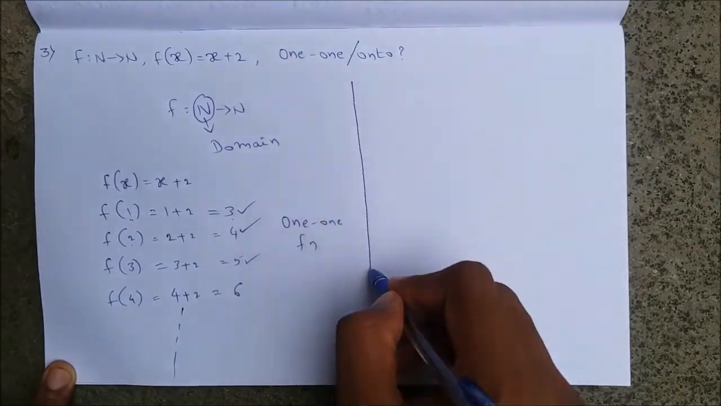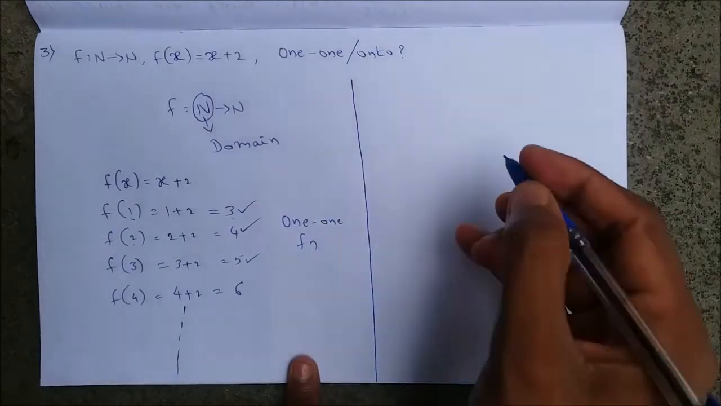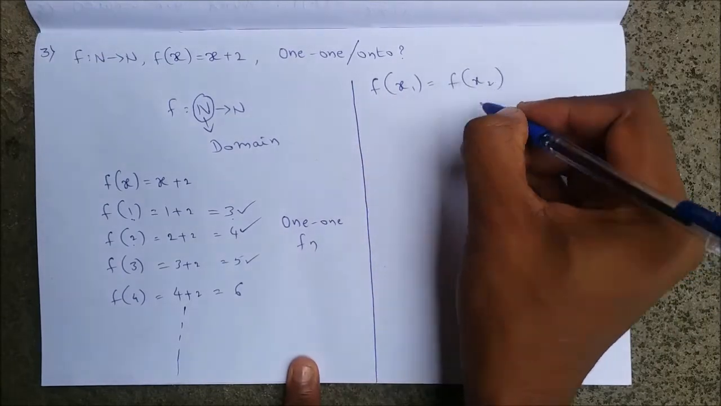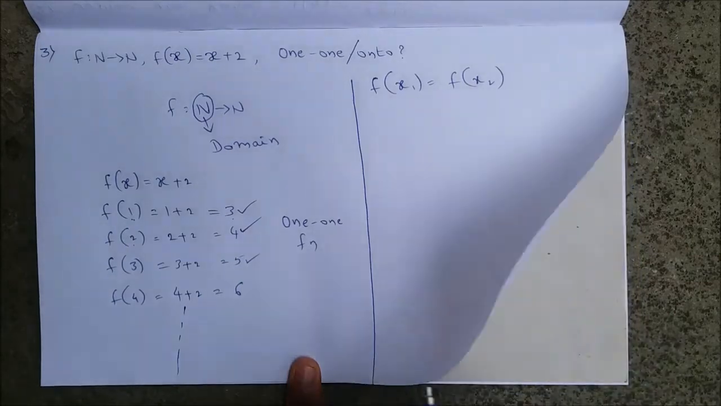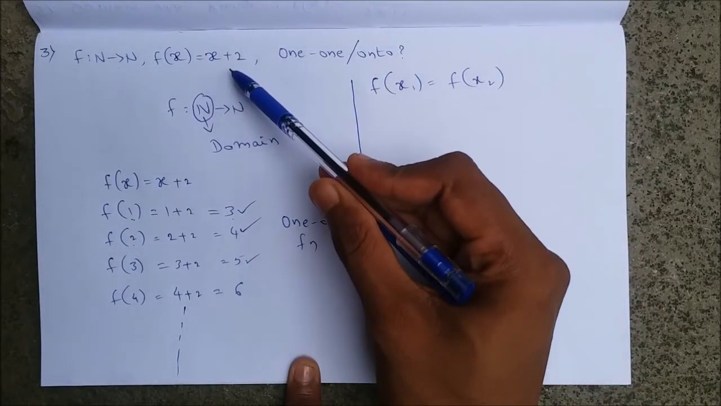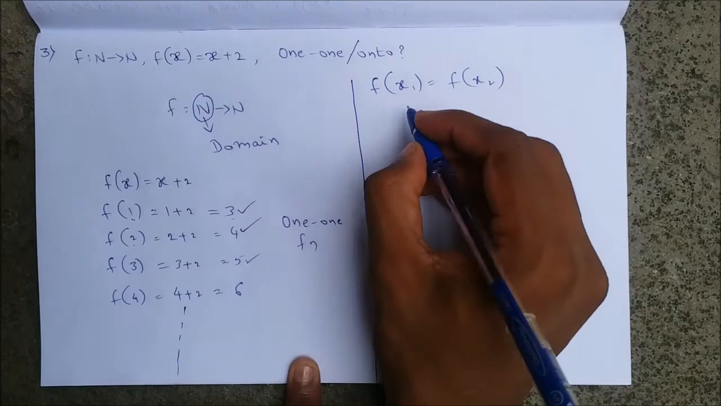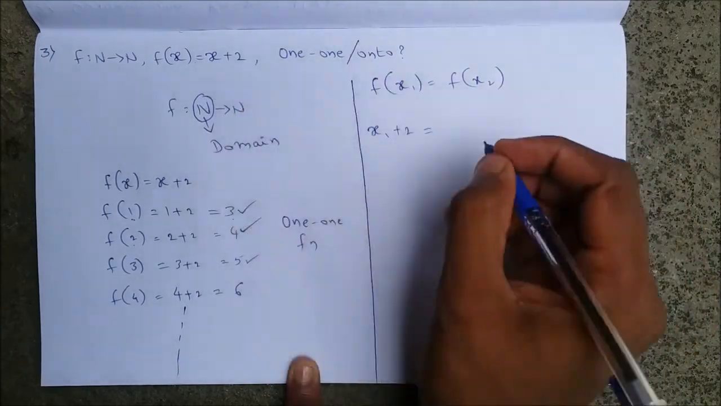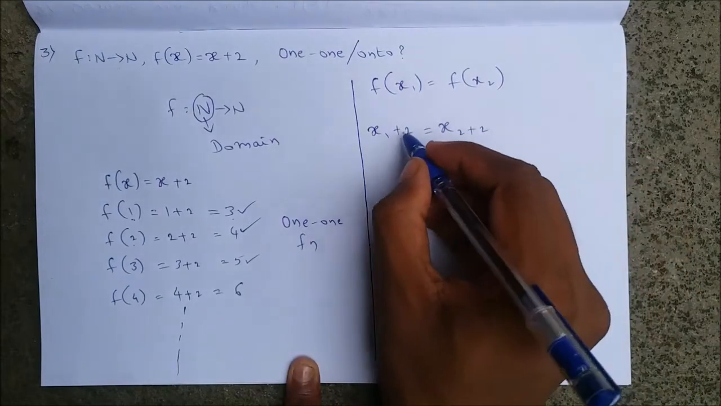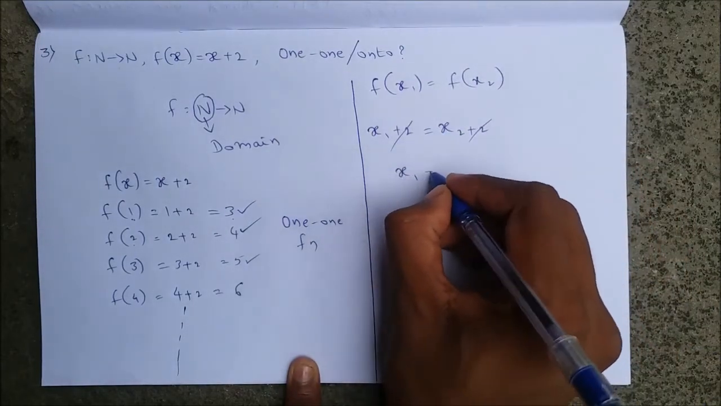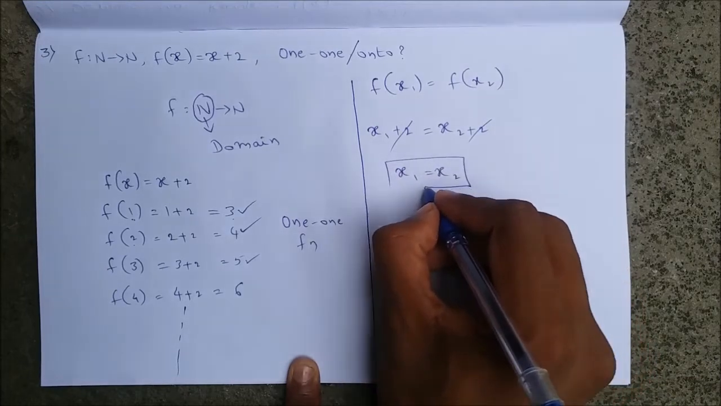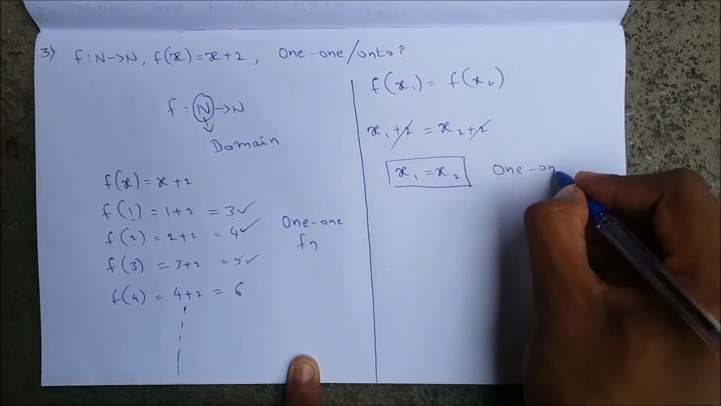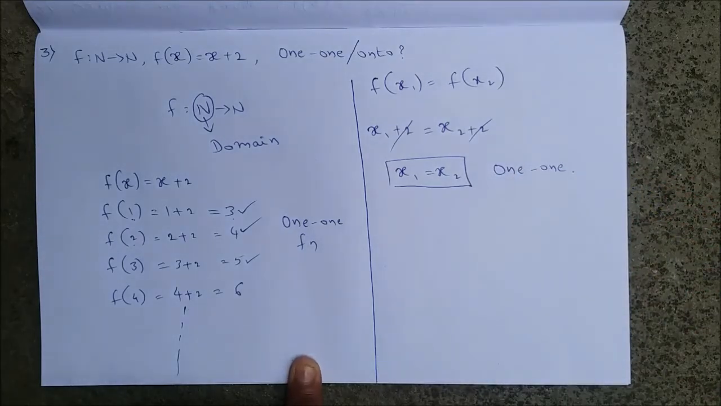Next, there is one more process to check whether it is one-one or not. That is, make f of x1 equal to f of x2. f of x is given as x plus 2. So in the place of x, substitute x1: x1 plus 2 is equal to, in the place of x, substitute x2: x2 plus 2. Left side plus 2, right side plus 2 will get cancelled. So we remain with x1 equal to x2. If we got x1 equal to x2, then it is automatically a one-one function.